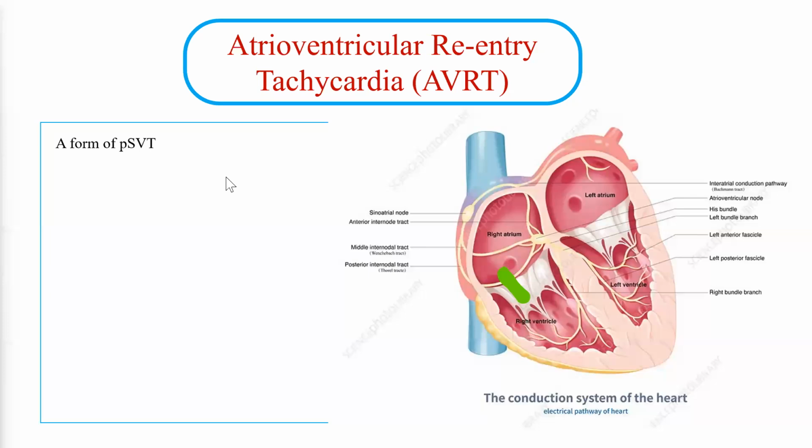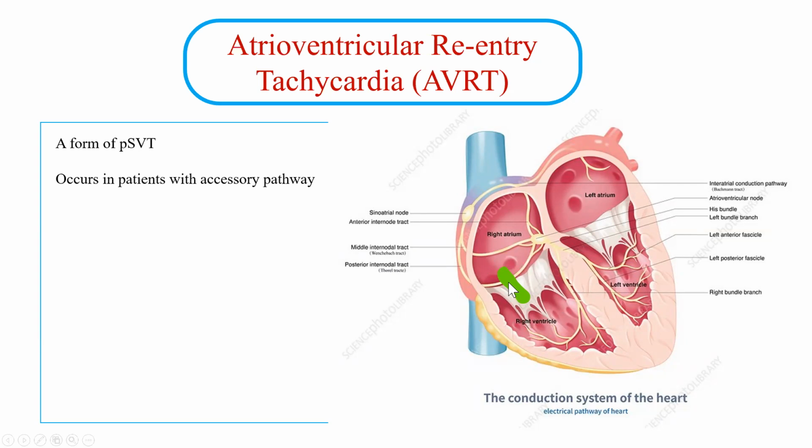who have an accessory pathway. Usually it's called the bundle of Kent, which is seen in patients with a syndrome called Wolff-Parkinson-White syndrome. So they will have an accessory pathway connecting the atria to the ventricles. This is called the accessory pathway or bundle of Kent.